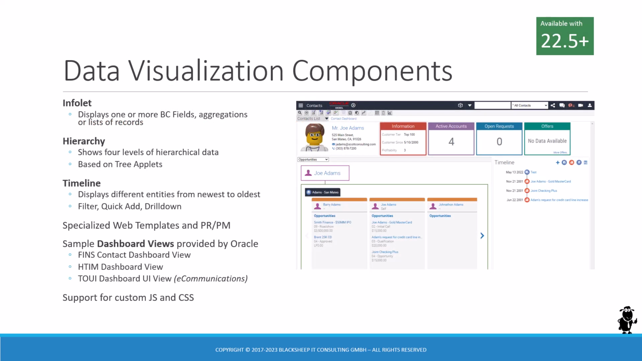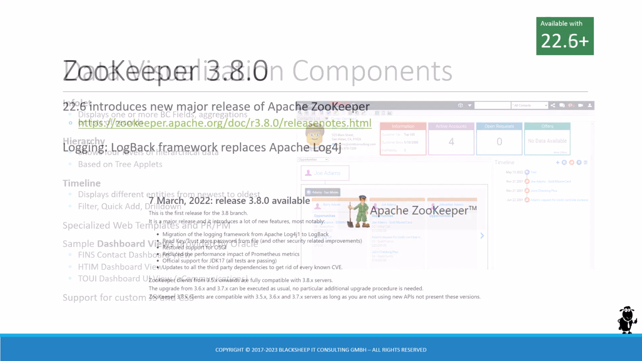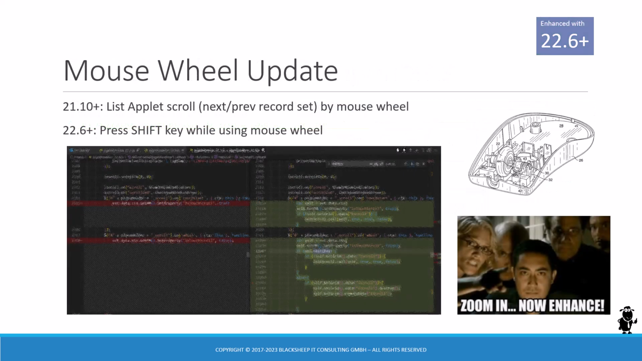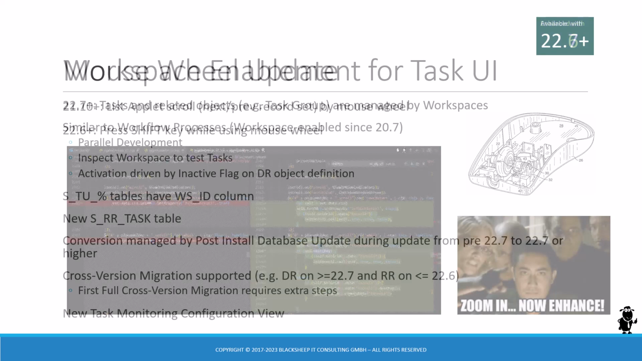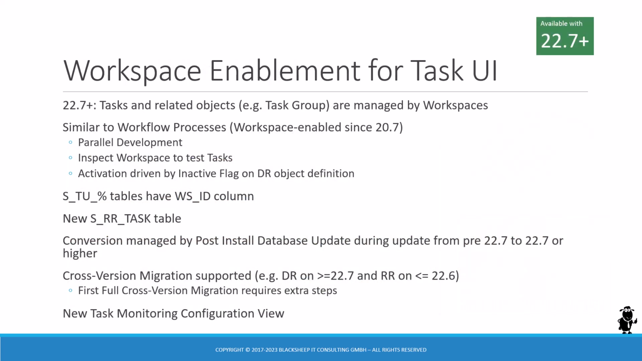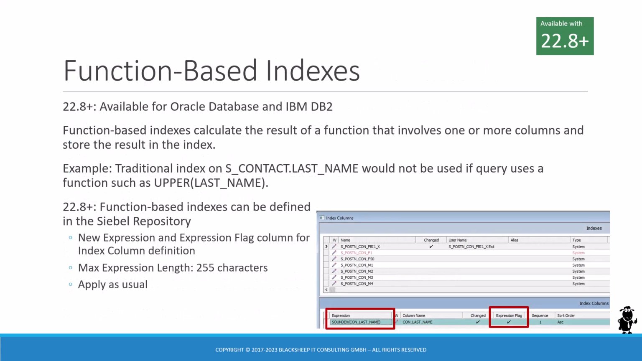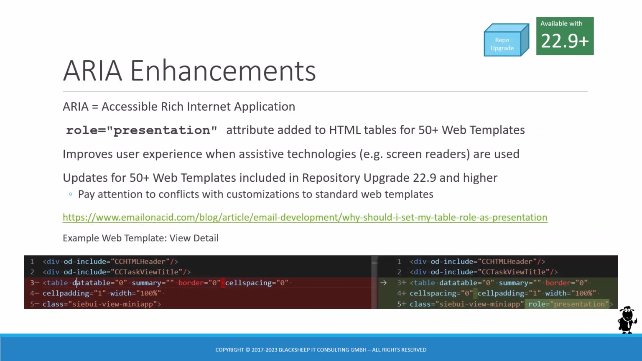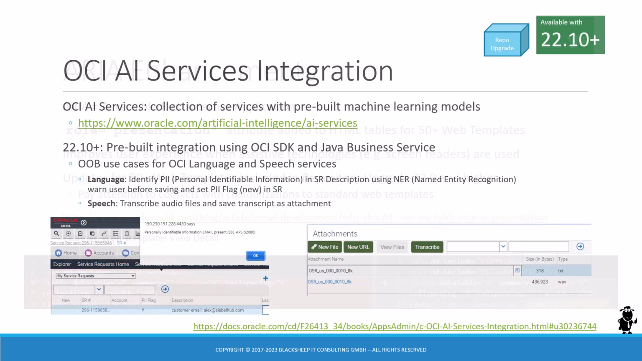22.5 introduced data visualization components, which you can now use. Here's Zookeeper 3.8. Yes, you can now use the mouse wheel in list applets while pressing your shift key. That's for users. Another very important one, if you use task-based UI, 22.7 workspace enablement for task-based UI, including task editor, etc. in Web Tools, function-based indexes in the repository, ARIA enhancements in the web templates, so you get updates to 50 plus web templates you need to manage, maybe if you have modified any standard web templates.